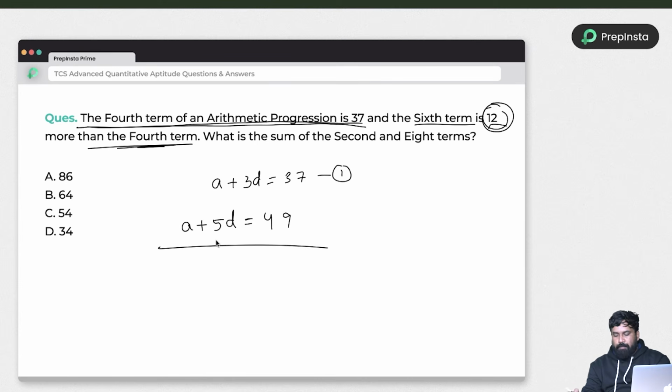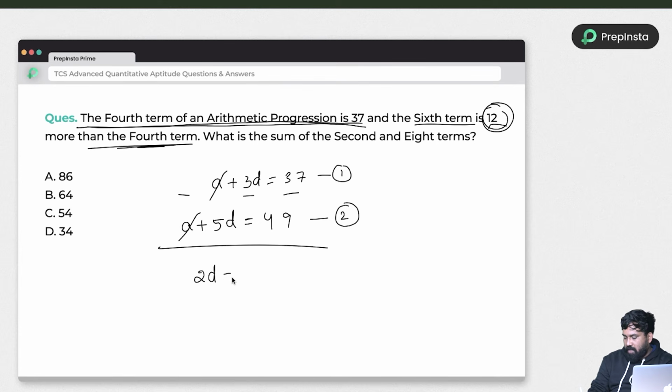See, very simple. A plus 3d is some value, a plus 5d is some value. Then cancel these two, which is nothing but doing subtraction. 5d and 3d difference is 2d. And 49 and 37 difference is 12. So 2d equals 12, so the d value is 6.